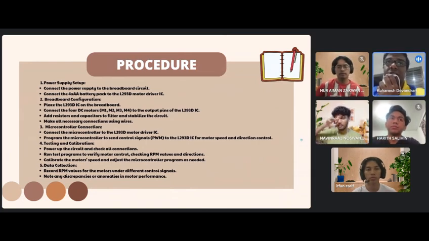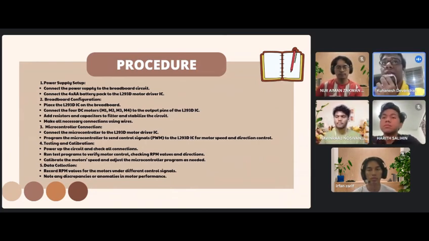As for procedures, the first is to connect the power supply, and the second is the breadboard configuration. We place the L293D IC on the breadboard, connect the four DC motors, and add the resistors and capacitors. For the next one, which is the microcontroller connection, we connect the microcontroller and program it to send the control signal.